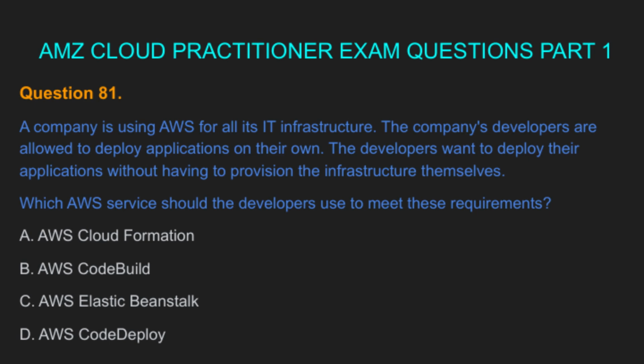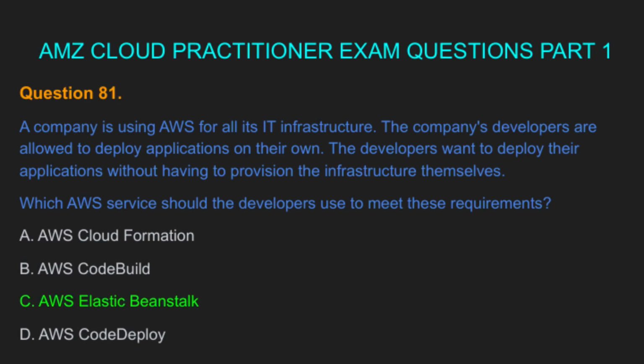Question 81. A company is using AWS for all its IT infrastructure. The company's developers are allowed to deploy applications on their own. The developers want to deploy their applications without having to provision the infrastructure themselves. Which AWS service should the developers use to meet these requirements? A. AWS CloudFormation. B. AWS CodeBuild. C. AWS Elastic Beanstalk. D. AWS CodeDeploy. The answer is C.